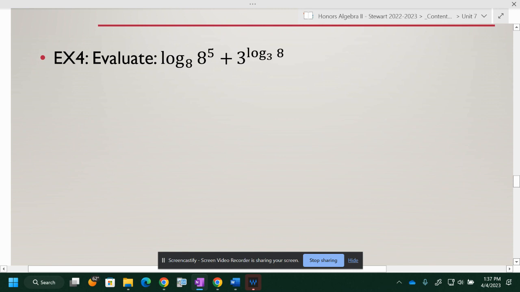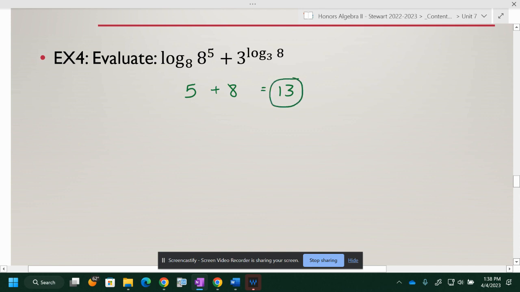How good have you gotten? Can anybody look at this and tell me what the answer is? It's 5 plus... No. So the first part is 5. 13. Good.